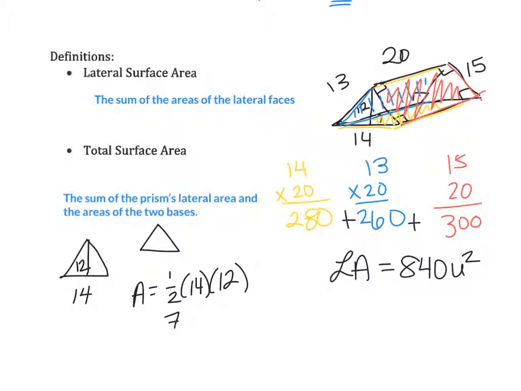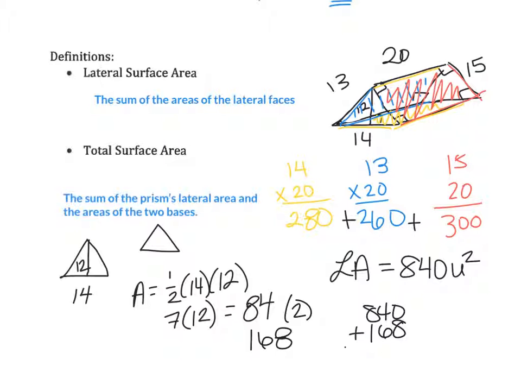So we would have 7 times 12, which would be 84. And because we have two bases, we would multiply 84 by 2 to get 168. And then to get our final area, the total surface area, we would have 840 plus the 168 for a total of 1,008 units squared, and that would be your total area.